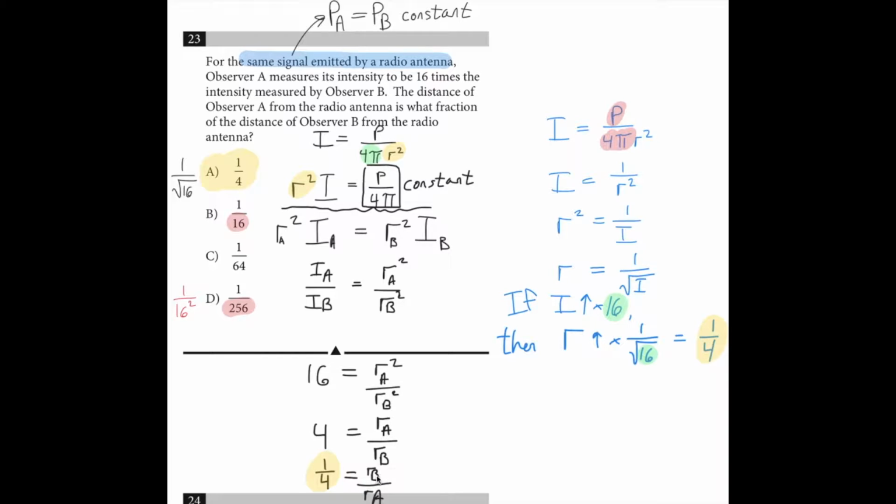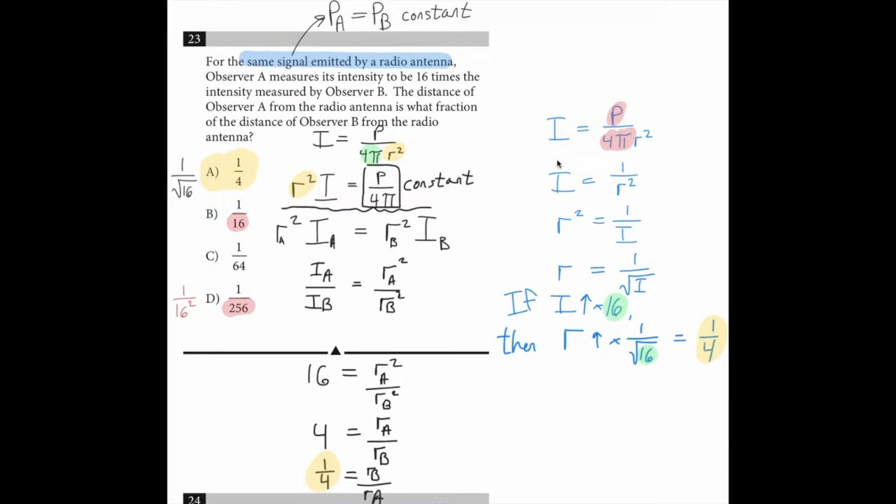Why would I want to do that? Well, it's because I want to know what fraction of the distance observer B is from the radio compared to A. So B over A would be 1/4, and that's your answer. It happens to be 1 over the square root of 16, which is here. If you forget to do the square root, it's just 1 over 16, that might be this trap answer. Or if you do it in the wrong direction, instead of taking this square root, you square it, then you'd get this trap answer here.